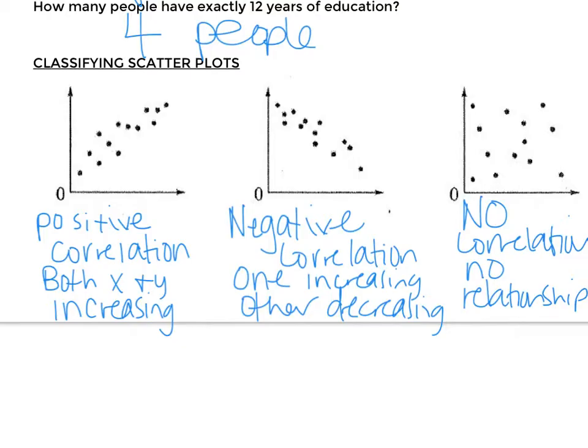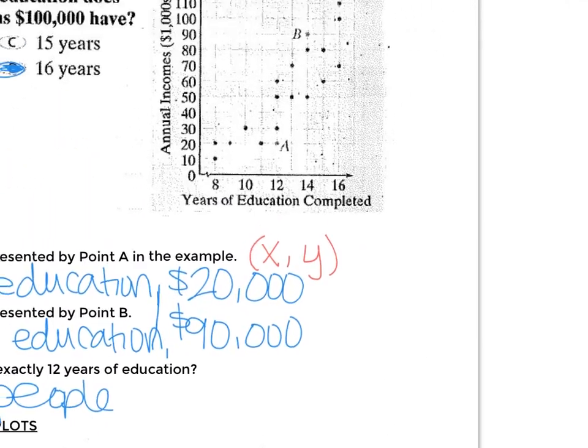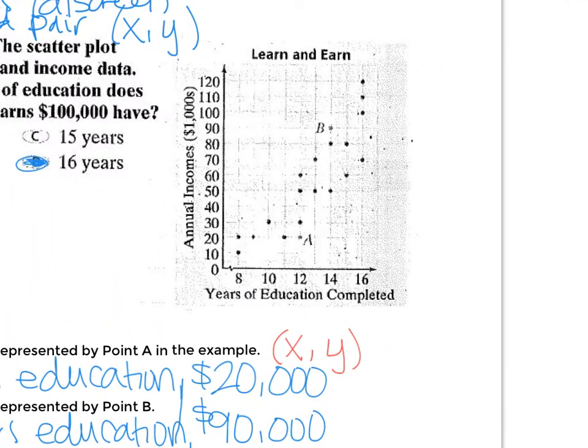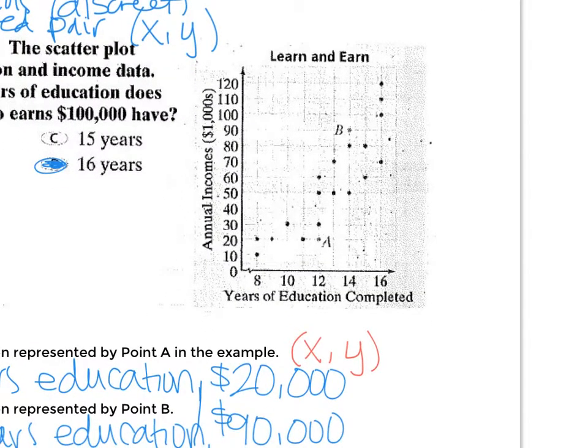Let's take a quick look at our graph with learn and earn. What kind of correlation do you think is happening with learn and earn? Is it positive? Is it negative? Or is it no?